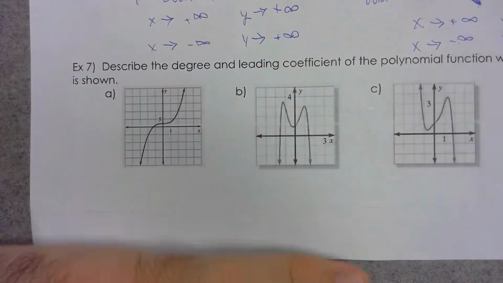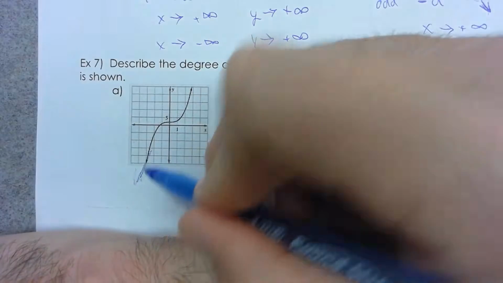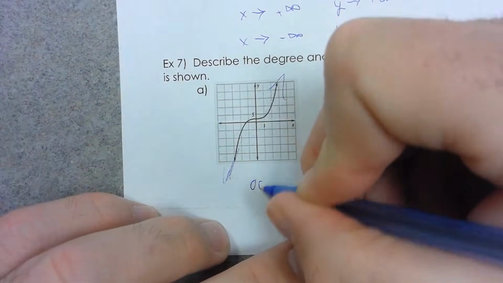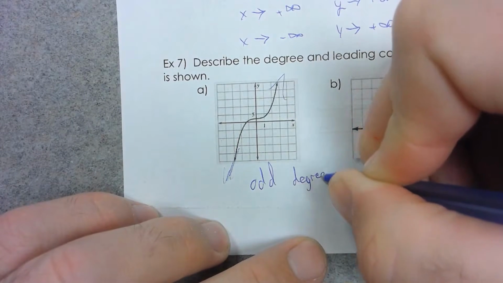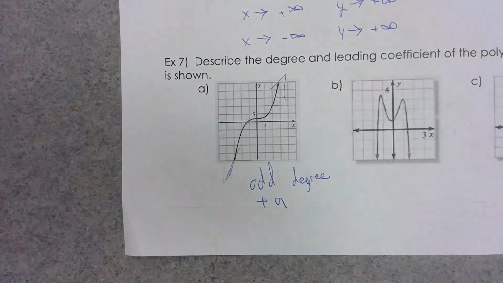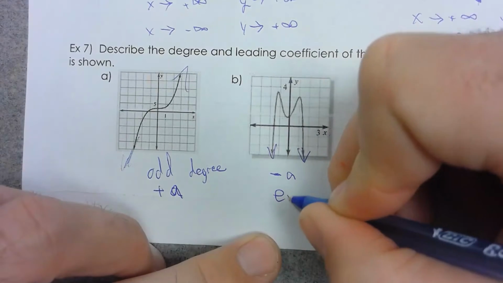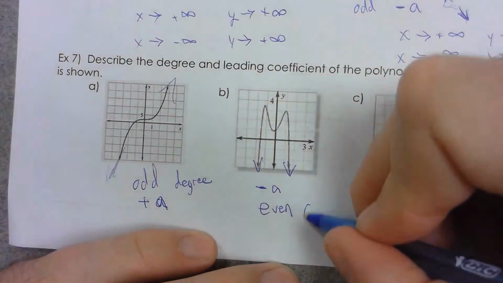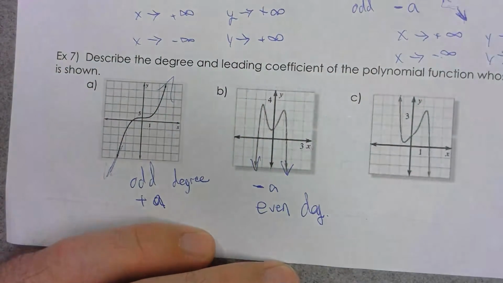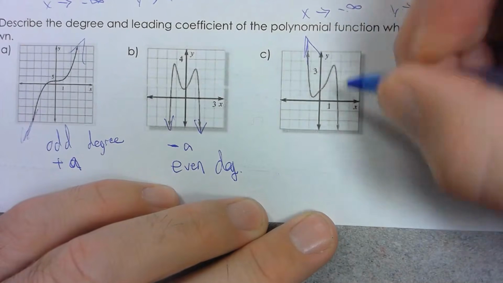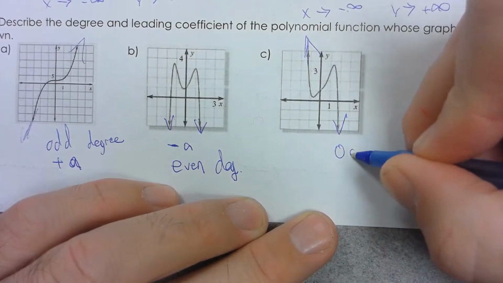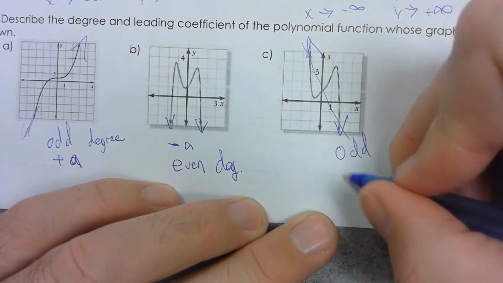So this one's backwards. Now they have the end behavior. Notice this one starts low, ends high. Which one starts low and ends high? This one. So that means it's an odd degree, and it has a positive A coefficient. Why don't you pause it and try the other two? This one, they both go in the same direction. They both go down, so it's a negative A coefficient, and it's an even degree. This one goes up to the left, down to the right, so it's opposite directions, so it's odd. And then it's going down overall, so we'd say it's a negative A coefficient.